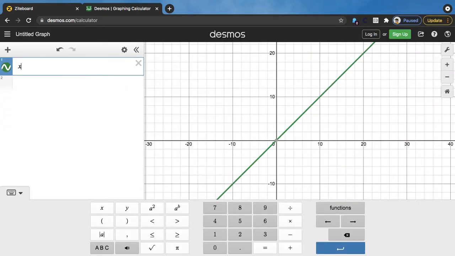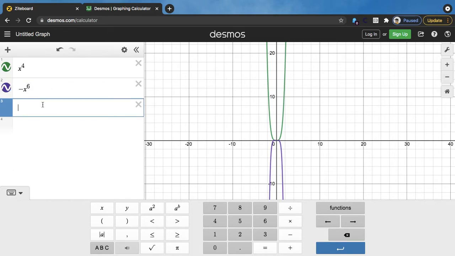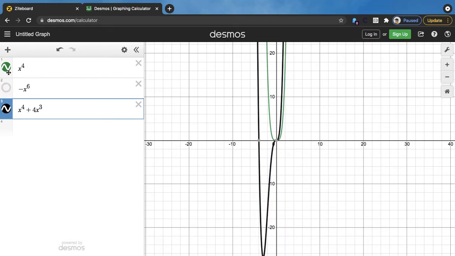For example, if it is x raised to 4, that's how it looks, facing upwards. Minus x raised to 6, facing downwards. But do you see that nature which is similar to the parabolic shape? But if I include more terms, definitely there will be some terms that will be introduced.